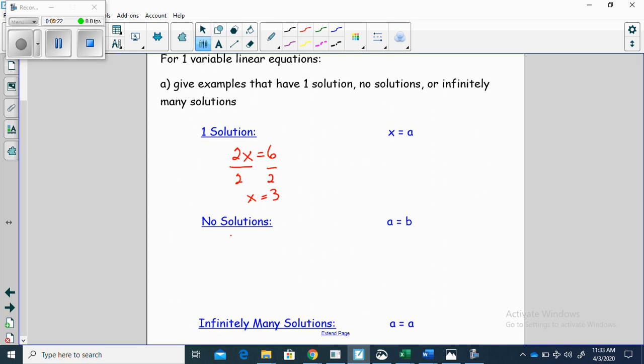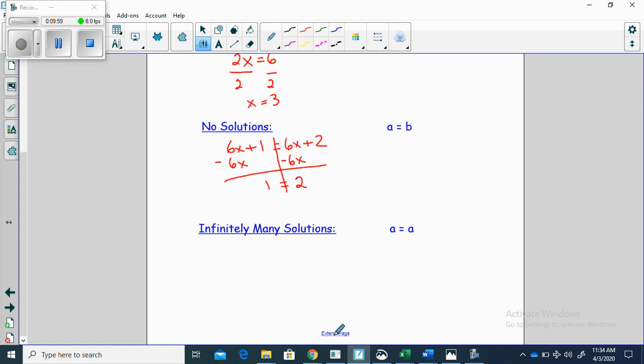How about one that has no solutions? Well, what if I've got 6x plus 1 is equal to 6x plus 2? We know this cannot work because if I've got a value 6x, you can't add 1 to it and then add 2 to it and get the same thing on both sides. But let's work it out and see if it fits this example. Let's subtract 6x from both sides. And I've got 1 is equal to 2. That's correct. There's no solutions.